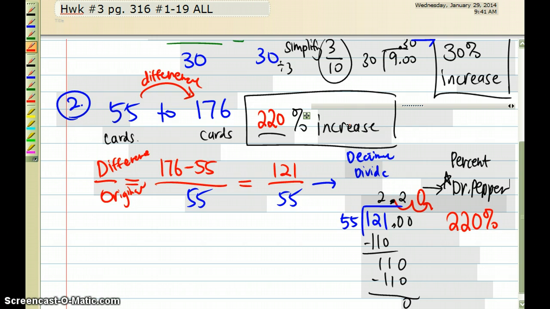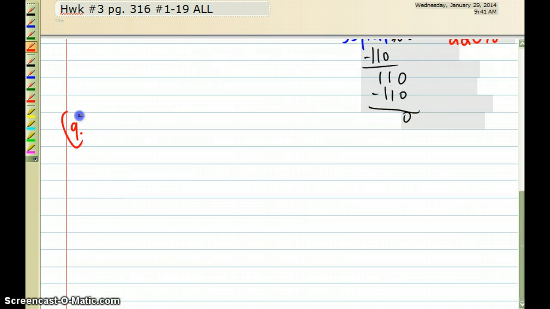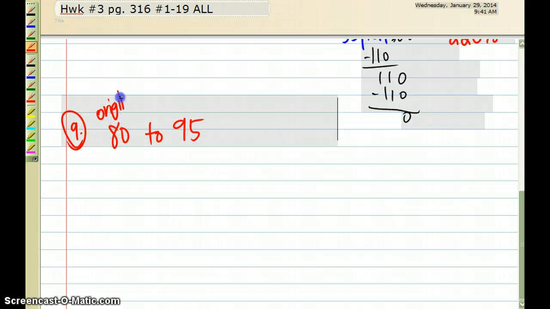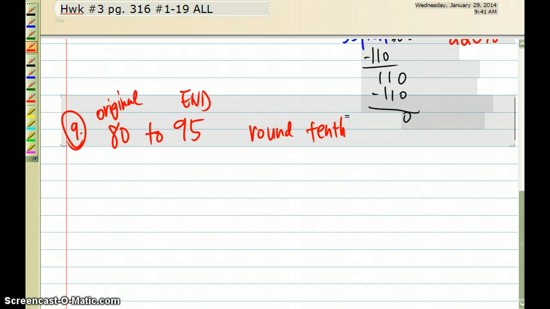Number 2. We'll do one more question. I will skip down to number 9. In problem number 9, I'm doing the same thing. I'm finding a percent of change. I begin with 80, and now I have 95. So this is the original 80, and this is what I end with. Now, the question says that if I need to round, I'm going to round to the tenth of a percent.